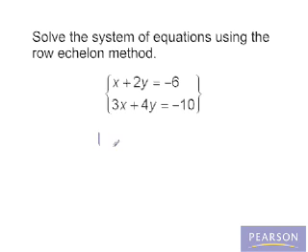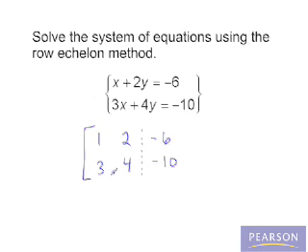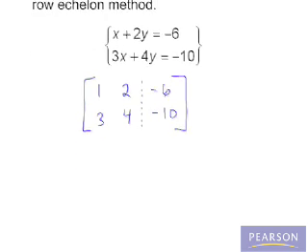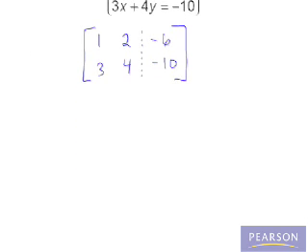We have 1x plus 2y equals negative 6 and 3x plus 4y is equal to negative 10. So here we have our augmented matrix. And now we're going to row reduce this augmented matrix. So step 1 would be to get the upper left hand corner to be a 1, and that is already the case, so I don't have to worry about getting a 1 there. And now I'll use that 1 to make the other values in this column zeros.